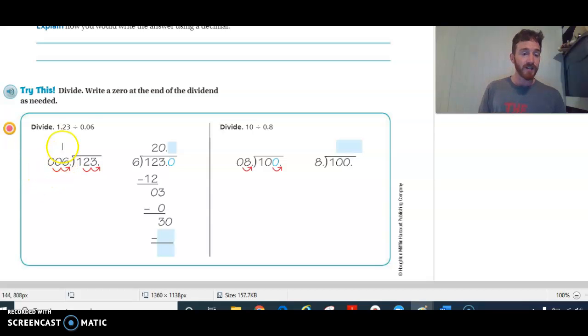Again, we're using that skill of moving our decimals by multiplying by powers of 10, or just using those mental math skills we have by moving decimal places. 2 decimals to make this 6 hundredths a whole number, 6. And then I need to do the same thing for my dividend to make it work out evenly for us. Okay, again, that's a skill from last week, and now we're going to apply it here. Then when we do that, we find this is the same as 123 divided by 6.